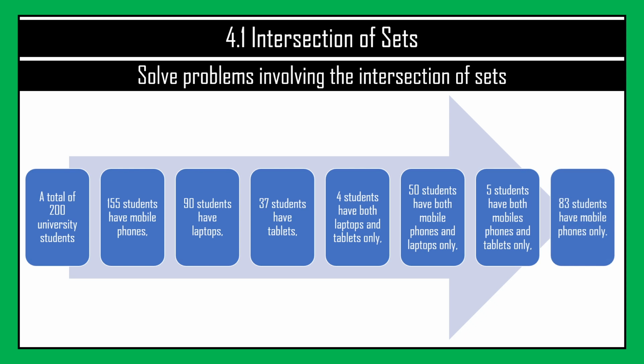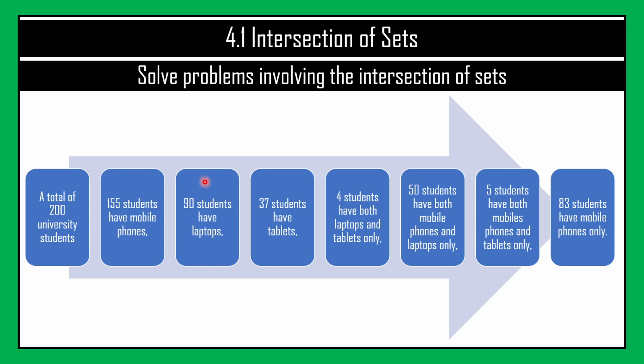have mobile phones only. Now if you notice, mobile phones only actually came out 2 times, one at the front where the number is 155, and then another one at the back which is 83. Now if you notice, the sentence for the 83 students has the word only, whereas the one with 155 students did not have only. So this means that within that 155 students, other than mobile phones, they may have laptops, they may have tablets.